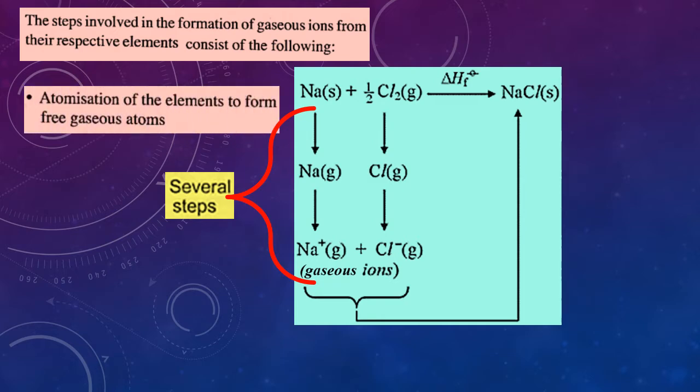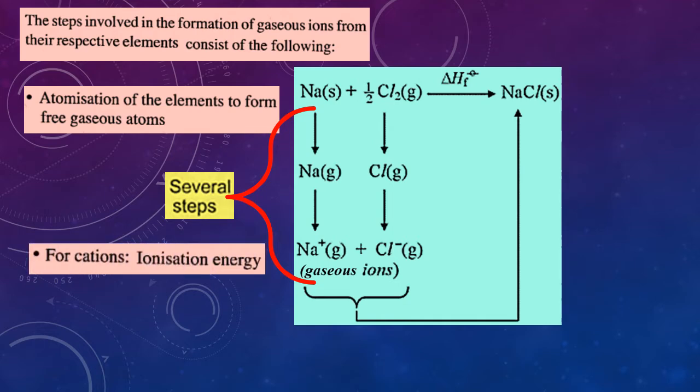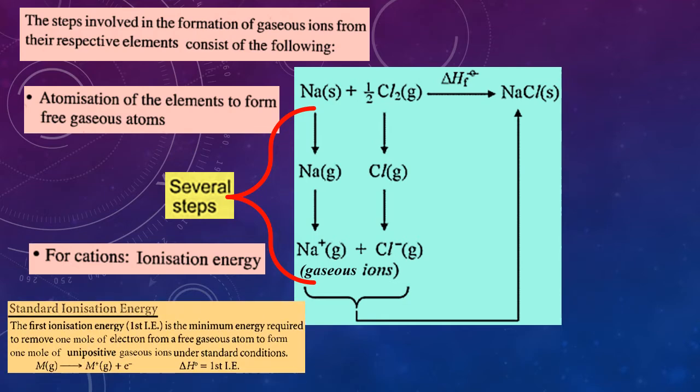Atomization of the elements is a process to form free gaseous atoms. As you can see, sodium solid is changing to sodium gas and chlorine molecule gas is changing to chlorine gas atom. The next stage is formation of cation gas and anion gas. For cations, this involves ionization energy, where the first ionization energy is the minimum energy required to remove 1 mole of electron from a free gaseous atom to form 1 mole of unipositive gaseous ions under standard condition.